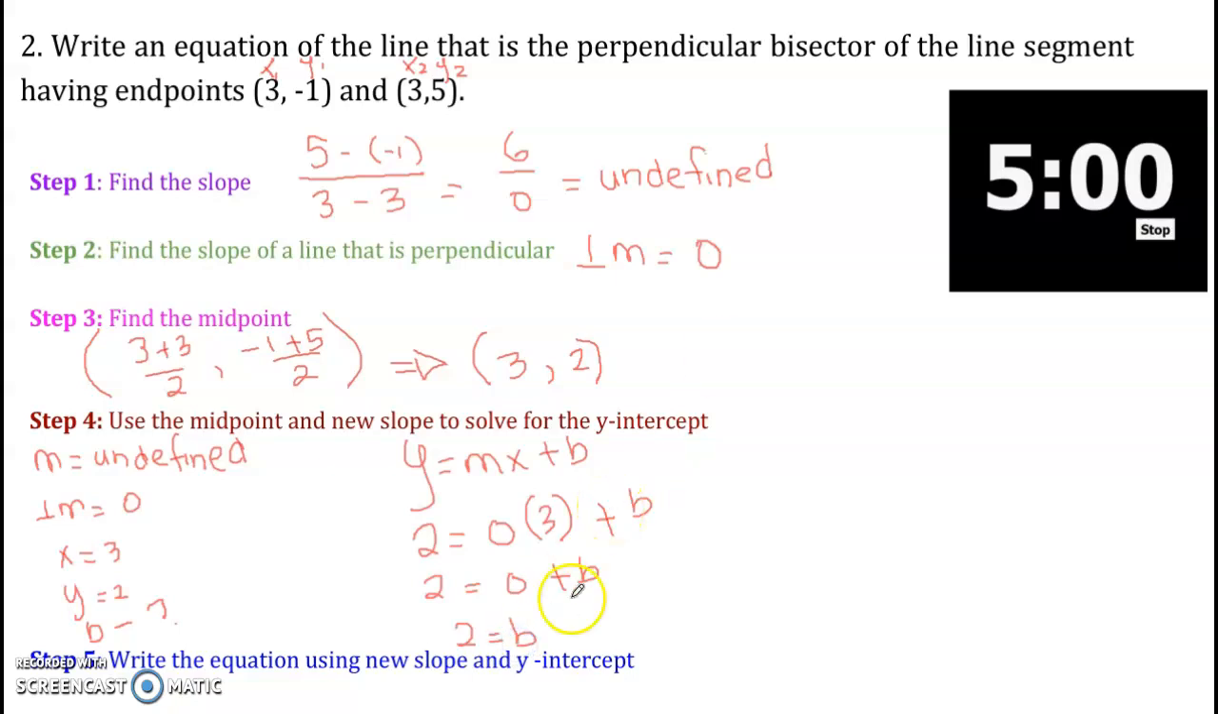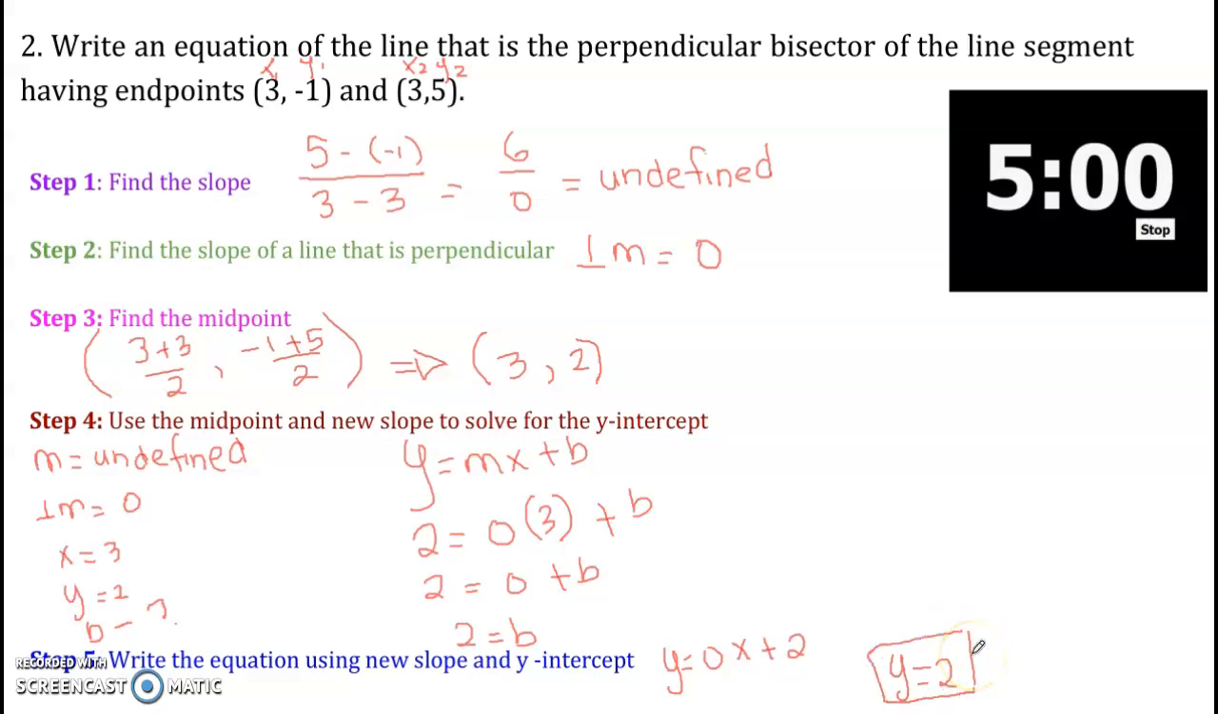Alrighty, now I have my new b, my new y-intercept, and I know that the slope is 0. So when I write this equation now, it'll be y equals 0x plus 2. But what's 0 times anything? Yep, it is 0. So your final answer should say y equals 2.